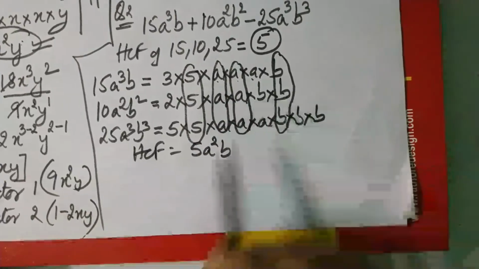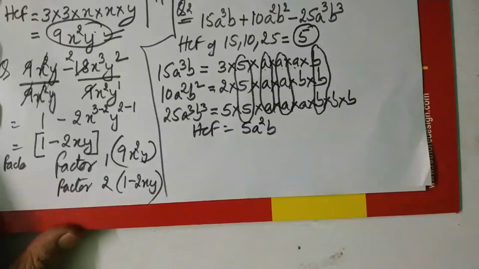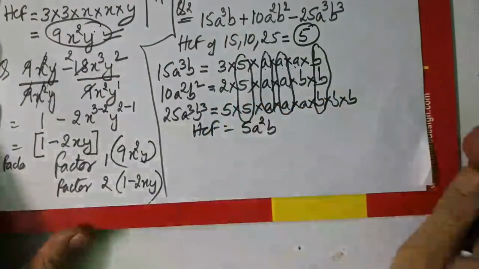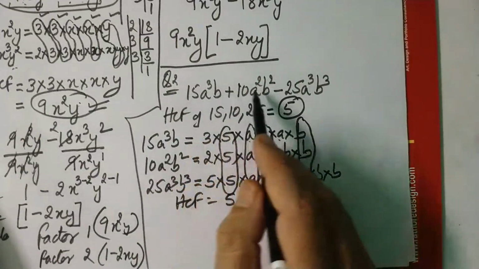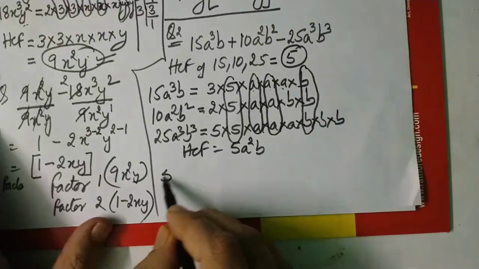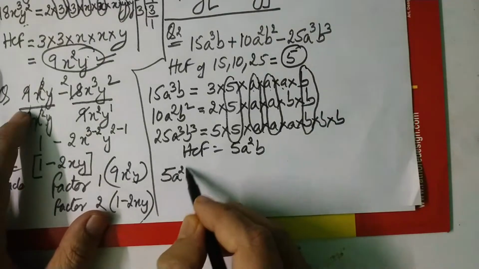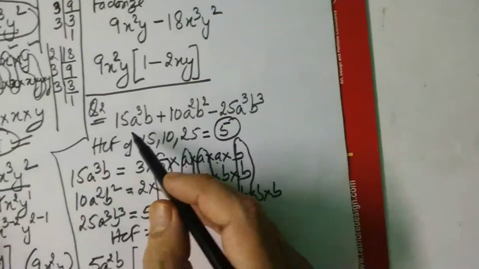5A square B. Now this A square B, as I have told, will divide each term. This 5A square B will divide this also, and this also. And when you divide, it will give you the answer, and you have to write it in factor form. So when you write in factor form, I will imagine I am dividing.